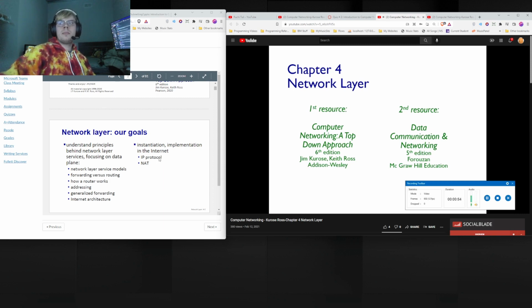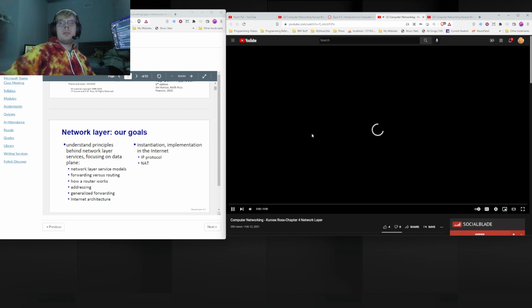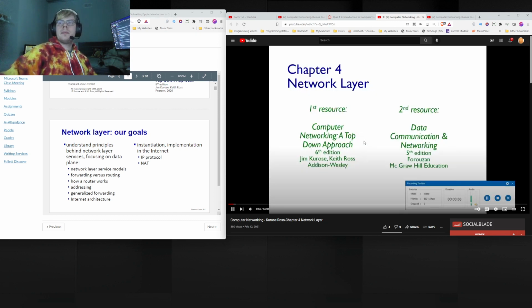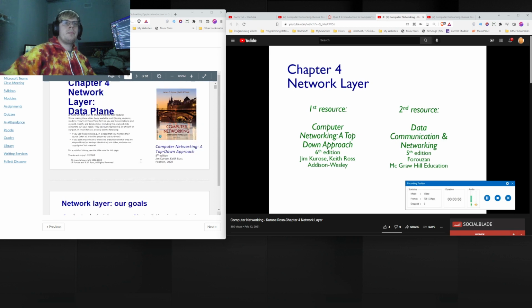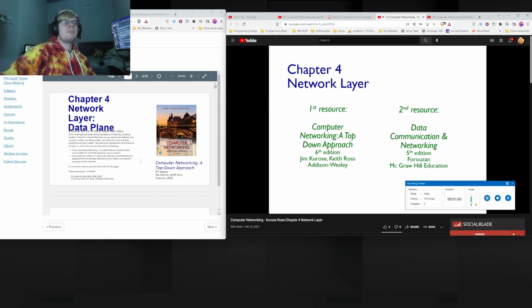This layer is a combination of both hardware and software. The topmost two layers, application and transport, are purely software based layers. The network layer is a combination of both hardware and software, and the bottommost two layers, the data link layer and the physical layer, are purely hardware layers. So let's start with the network layer.